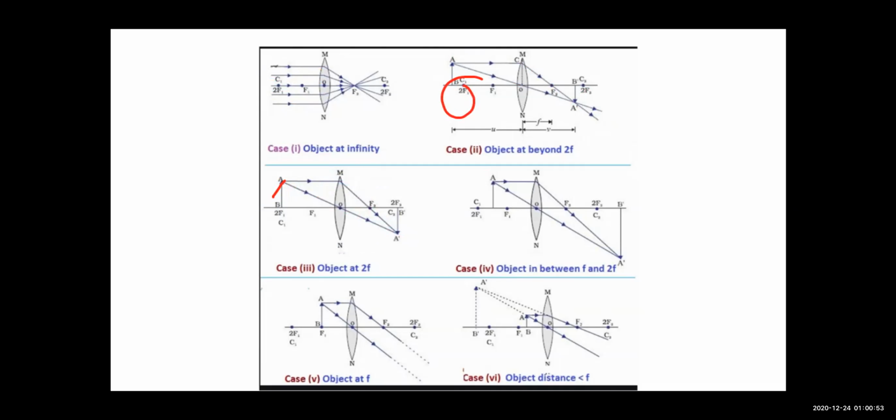Let's talk about the fourth case. Now we are bringing the object between 2F1 and F1. So here the image, as you can see, is formed beyond 2F2. Again, we used the same rules, right, beta? The image size is bigger, it is real and inverted. Okay. Now let's move towards the fifth case.